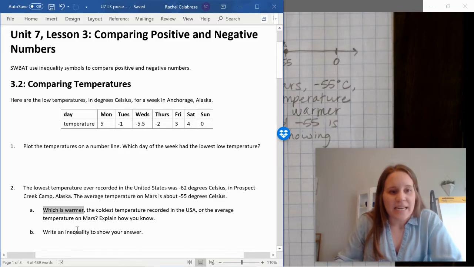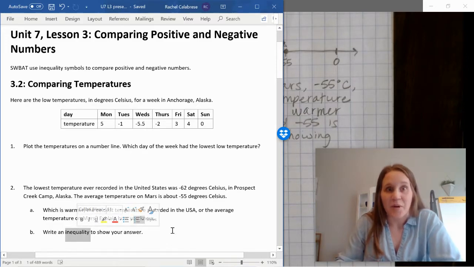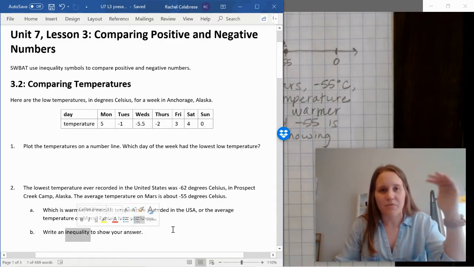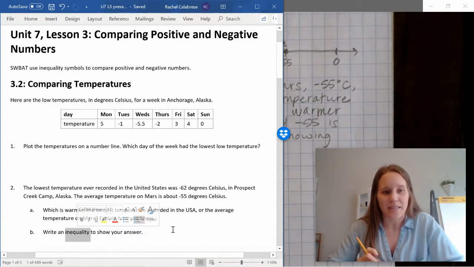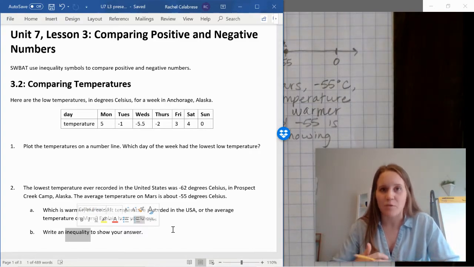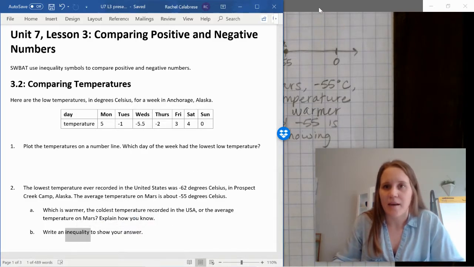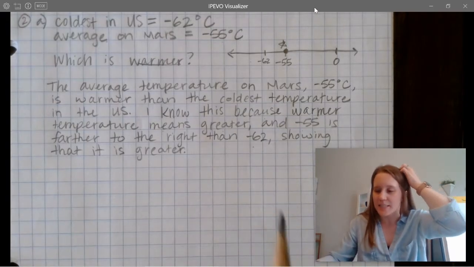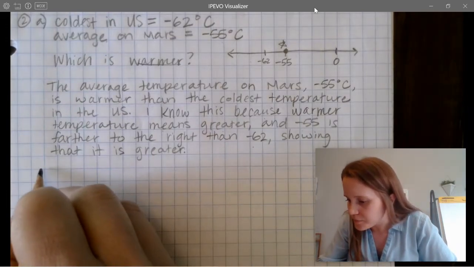B, write an inequality to show your answer. Perfect. So we reviewed those inequality symbols at the beginning. My answer is saying which one is warmer and which one is colder. So I'm going to set up an inequality to show that answer. This is B.